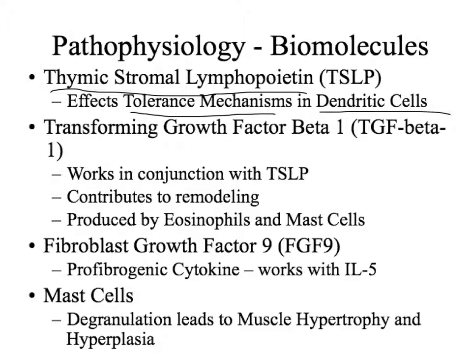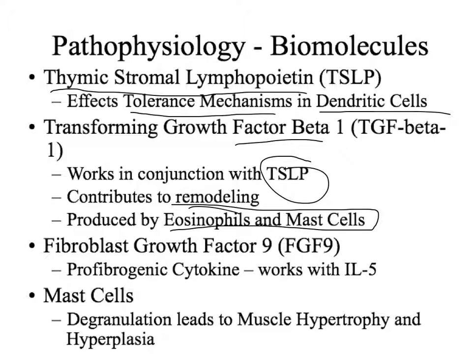Then we have the TGF-beta 1, and it works with the thymic stromal lymphopoietin. It also contributes to remodeling, and it's produced by the eosinophils and the mast cells. And just as I said when I was talking about IL-5, there's this FGF9 that's also a profibrogenic cytokine.